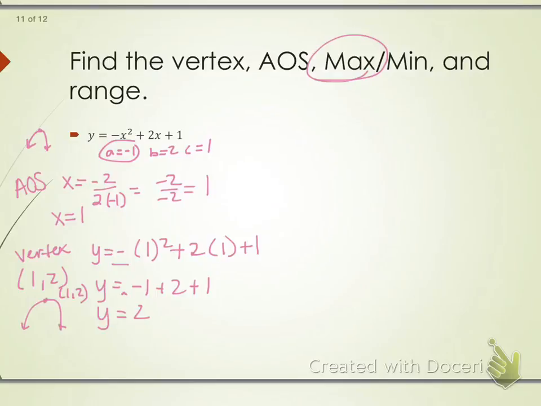So when I'm doing my range, so this is my max value. When I do my range, I want everything less than my y value in my vertex, so 2. So there's your AOS, your vertex. Your max point was at whatever that vertex value was, so 1, 2. And then we found our range.